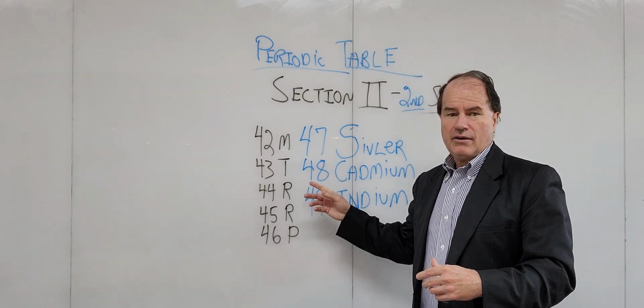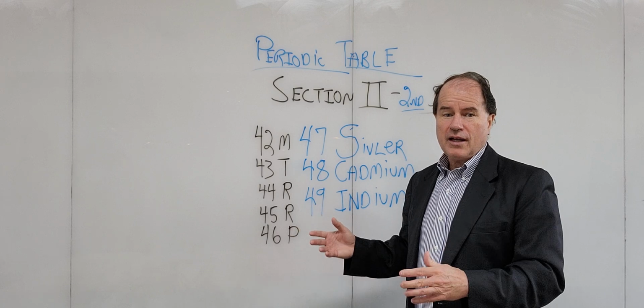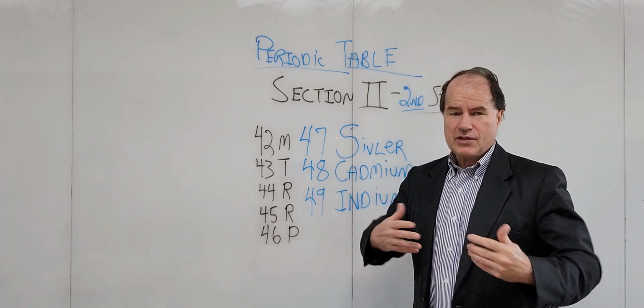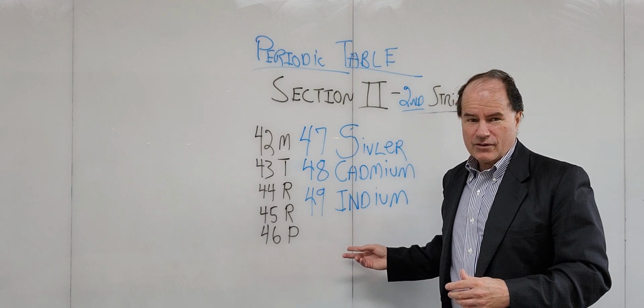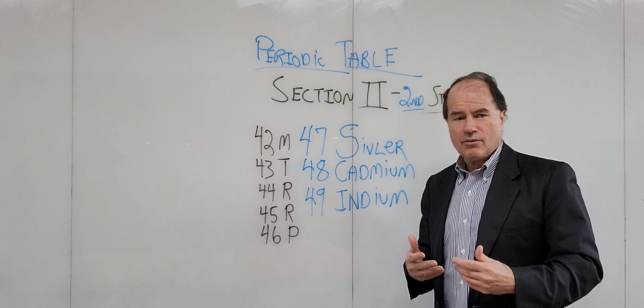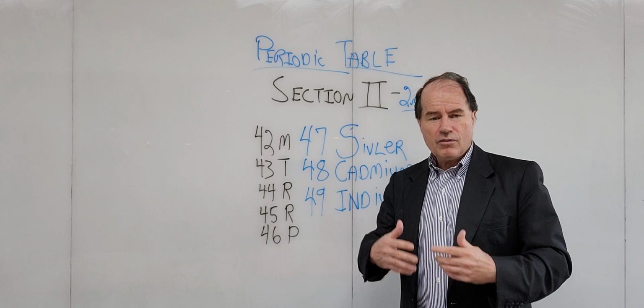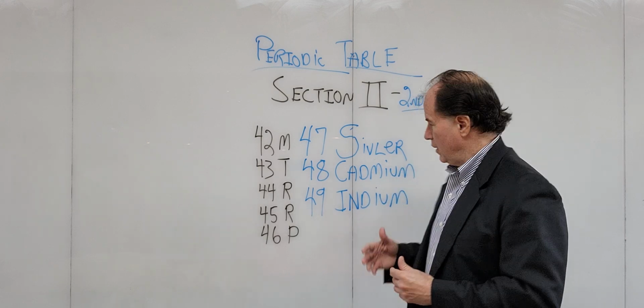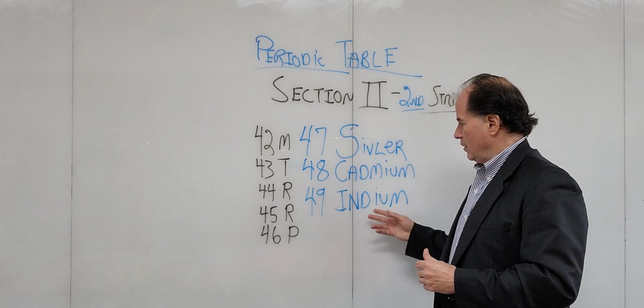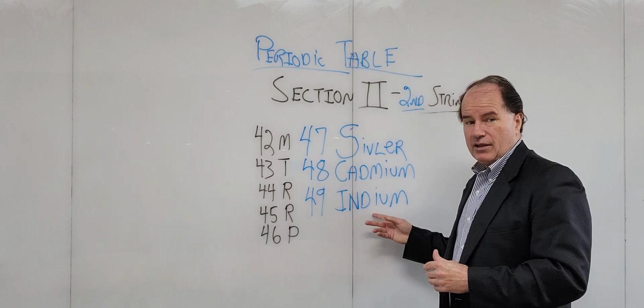47, 48, 49. Now one thing, again, what you want to do is make this your own. What do you mean cadmium? What do you mean indium? Where do those words come from? Well, we don't have to worry about that, do we? All we're trying to do is memorize the elements in order. Okay? Silver, cadmium, indium.